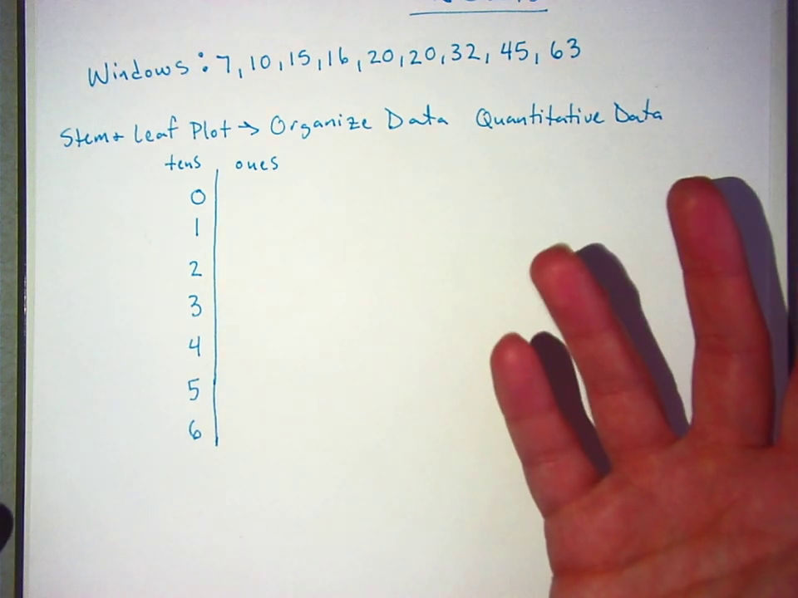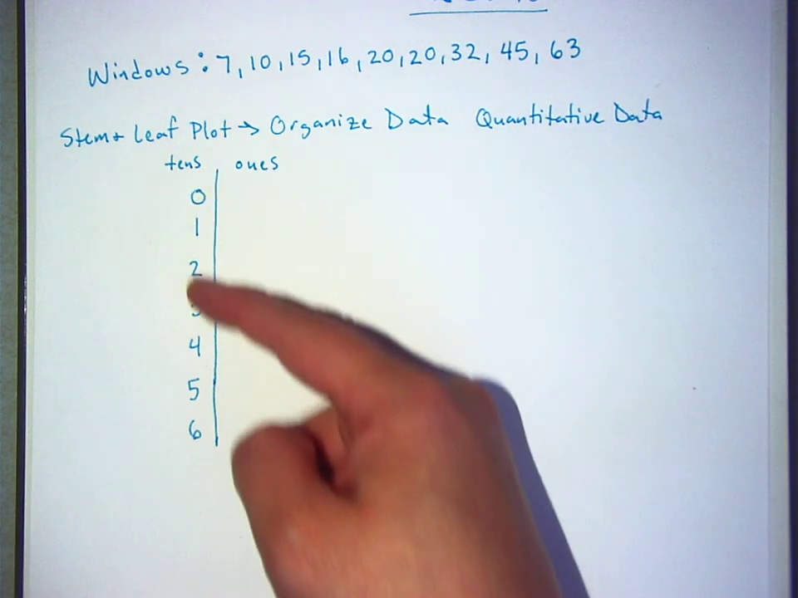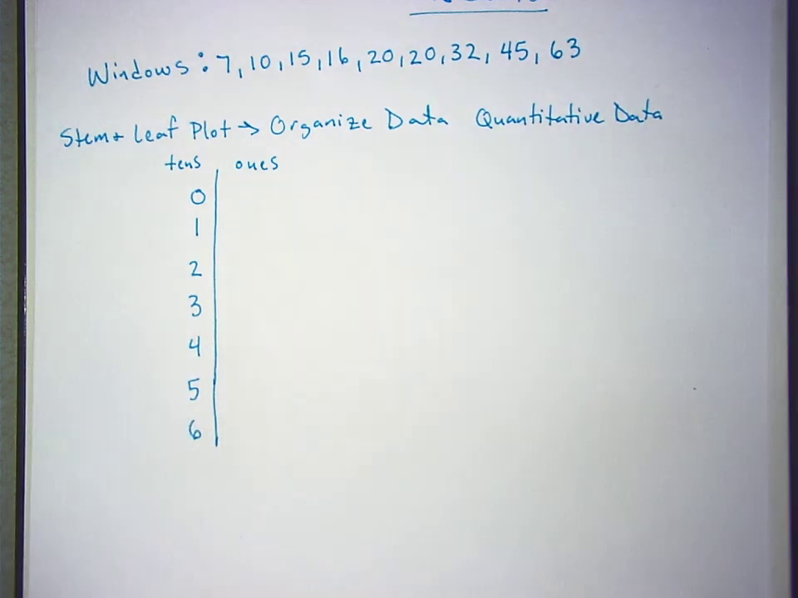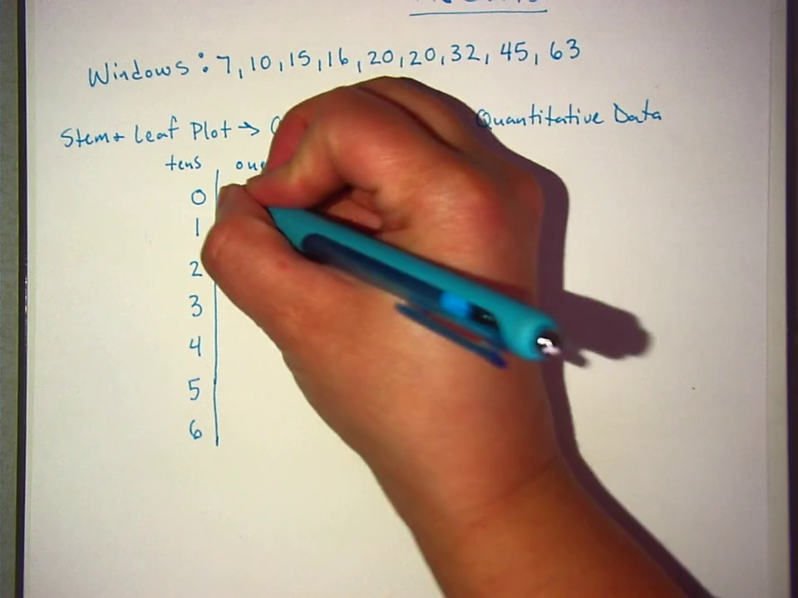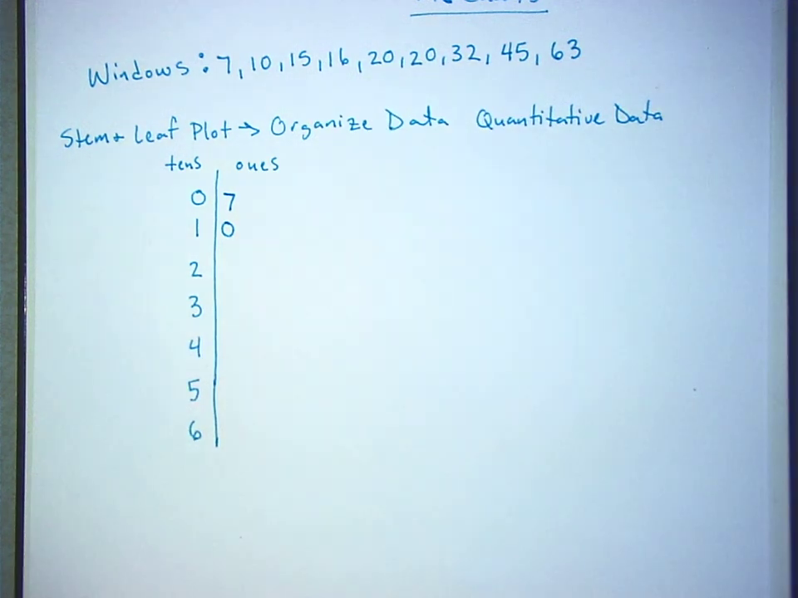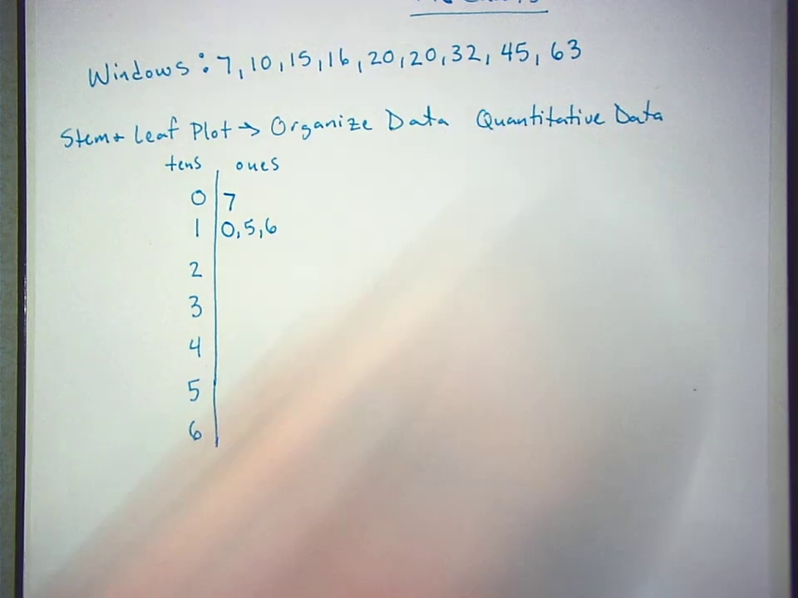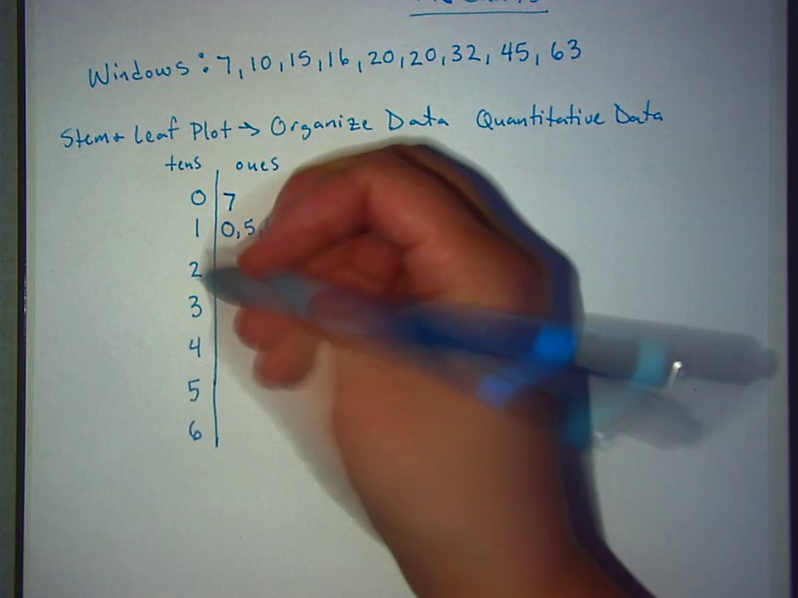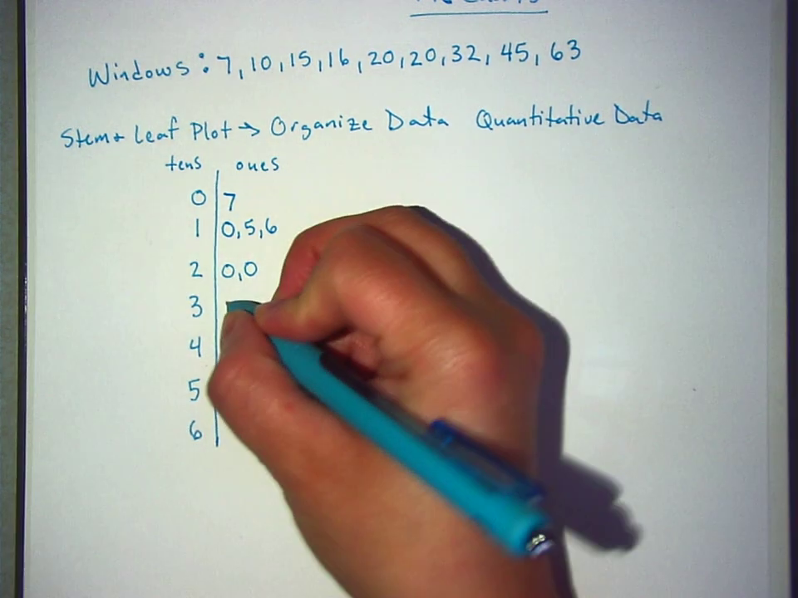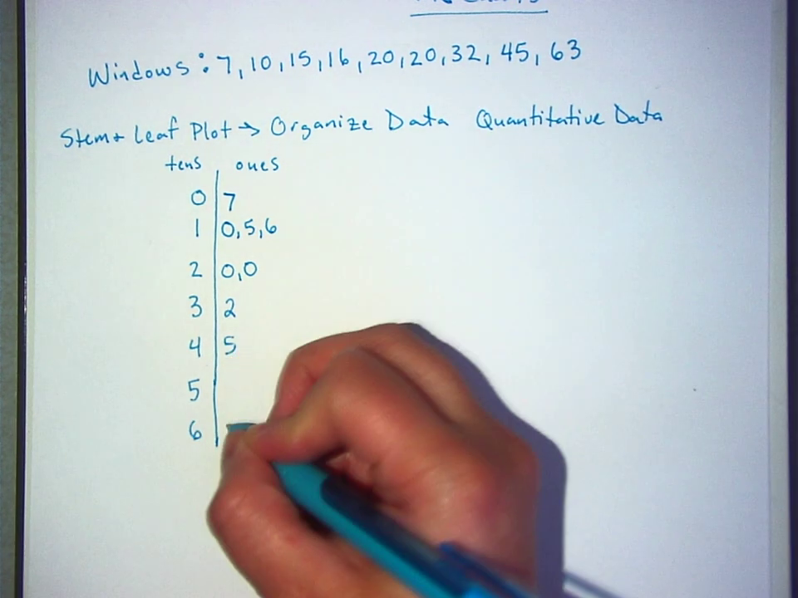So if it was, how old were you when you retired? There'd be no reason for 1s, 2s, 3s. We'd probably start around the 50s or 60s, depending on how old our data was. All right, so then you start organizing it. I've got a 7 here, and this is a 10. Notice that I'm just putting the 1s over there. Comma, 5, comma, 6. Here we've got 0 and 0. Next to 2, I've got a 2. Here I've got a 5, and here I've got a 3.